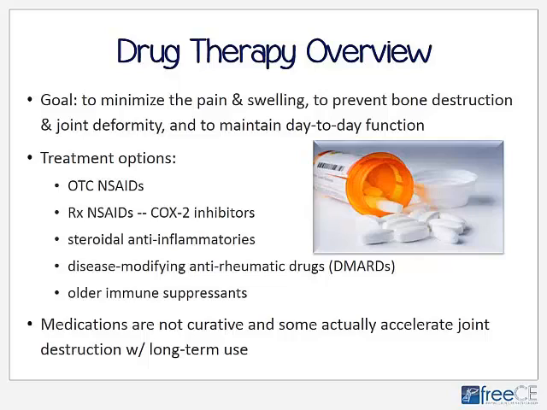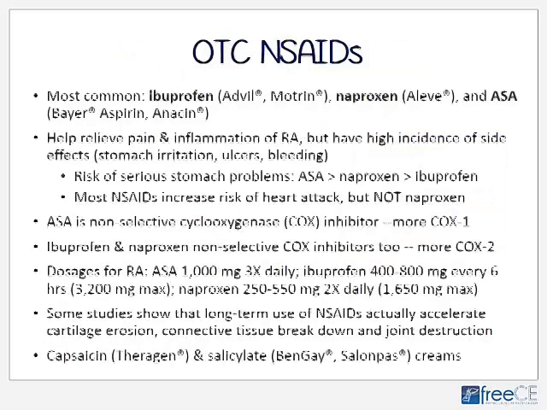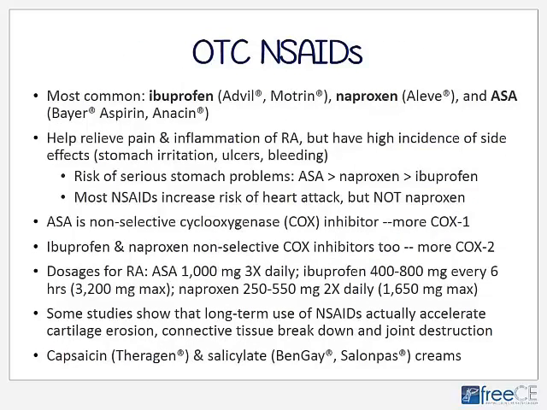Keep in mind, medications are not curative, and some, especially some of the NSAIDs, can actually accelerate the joint destruction with long-term use, which is ironic, seeing as how you're treating an arthritic condition. The primary over-the-counter non-steroidal anti-inflammatories are ibuprofen, of course, brand names Advil, Motrin, naproxen, brand name Aleve, and of course ASA, aspirin or Anacin.